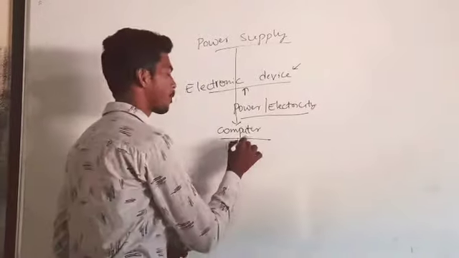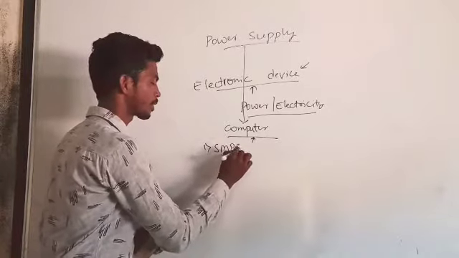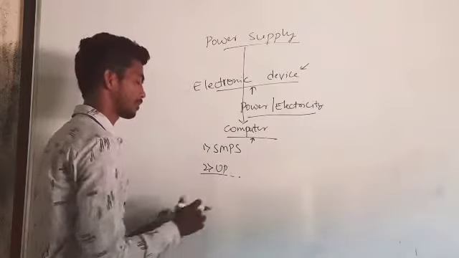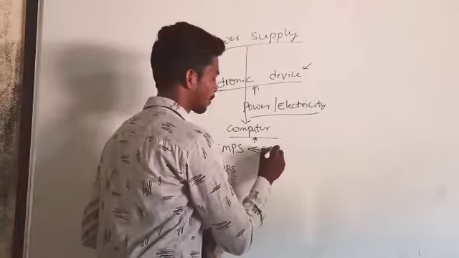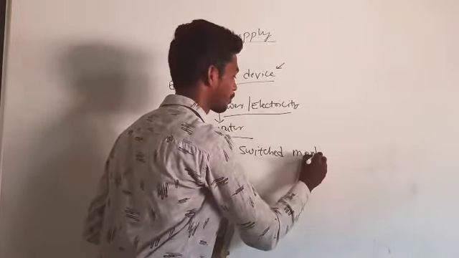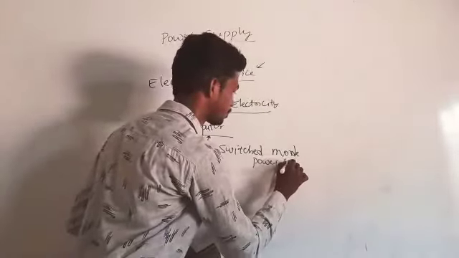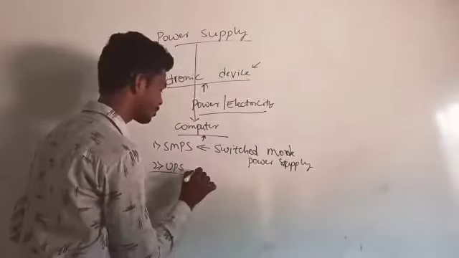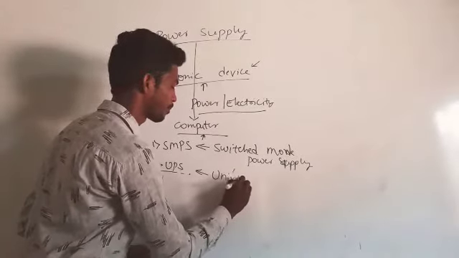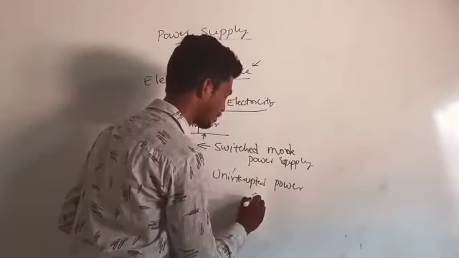Power supply to the computer is done through two ways. One is the SMPS way and another is the UPS way. SMPS means switched mode power supply, and UPS means uninterrupted power supply. Let us discuss one by one.